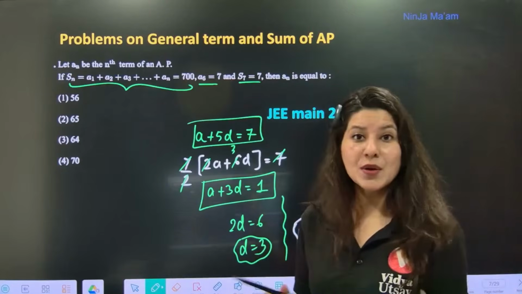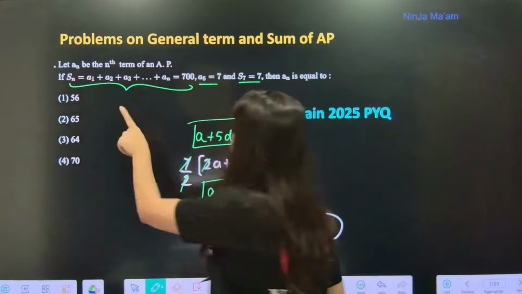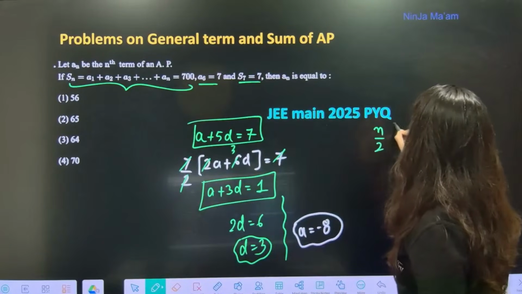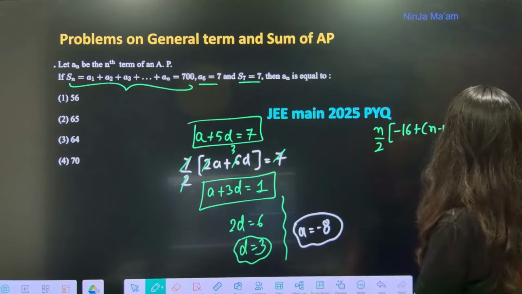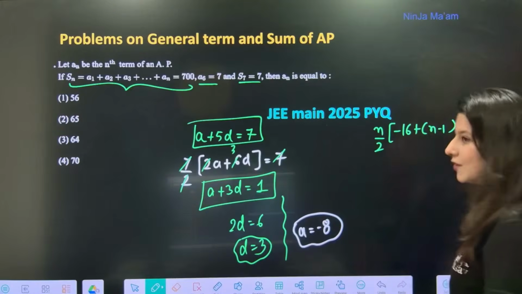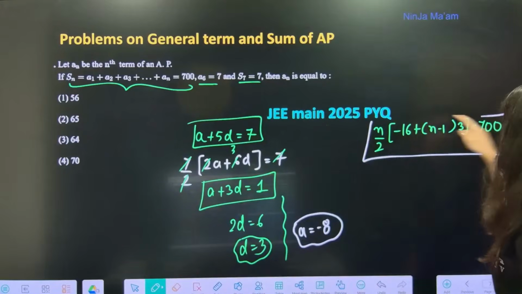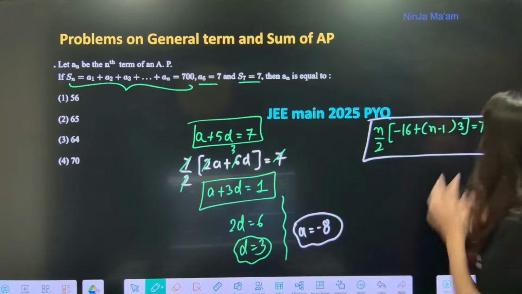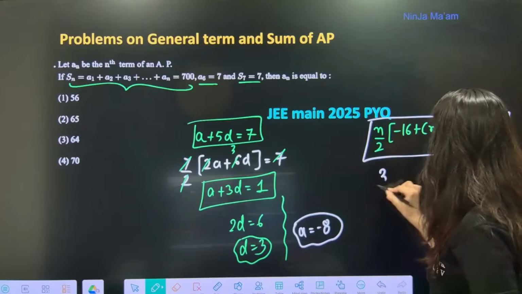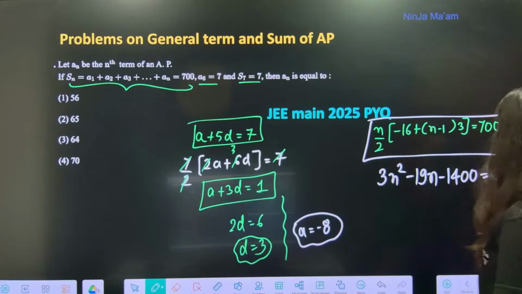What are you looking for? You are looking for N. So you need one more equation. To get one more equation, you need to use the sum of n terms. So n by 2, 2a, so minus 16 plus n minus 1 and you have d which is 3, equal to 700. If you solve it, clearly a quadratic equation in n is going to get formed. Let's solve that quadratic equation. That equation will be 3n square minus 19n minus 1400 equals 0. So this is going to be your quadratic.